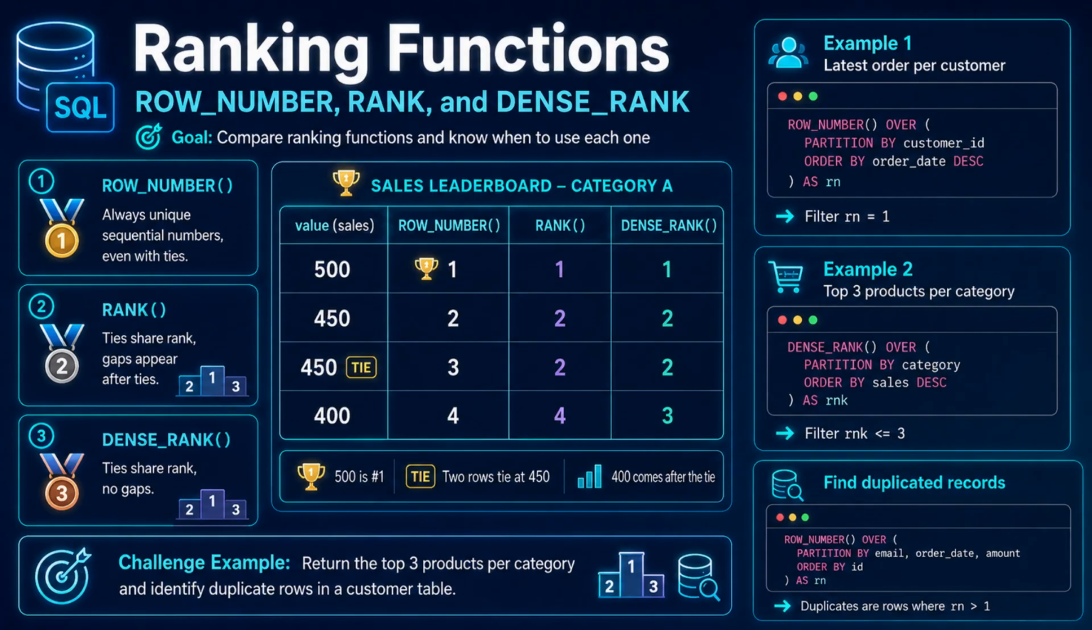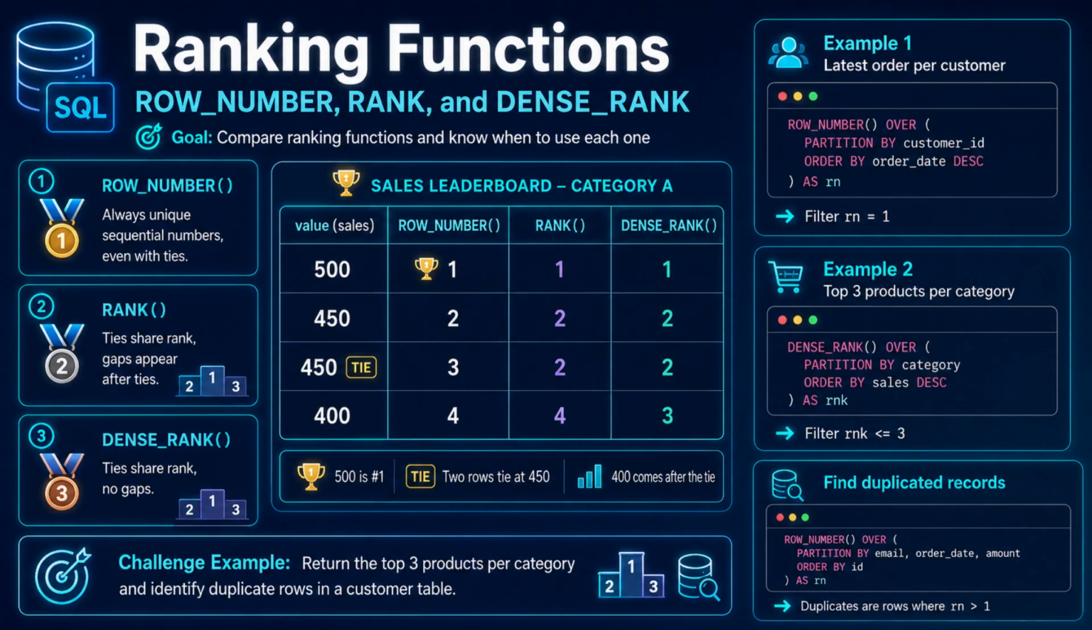Rank handles ties differently. If two rows tie, they share the same rank. But after the tie, a gap appears. So the values 500, 450, 450, and 400 get ranks 1, 2, 2, and 4. Notice that rank 3 is skipped. Dense rank also gives the same rank to tied rows, but it does not create gaps. So the ranks are 1, 2, 2, and 3. This distinction is very important in interviews.